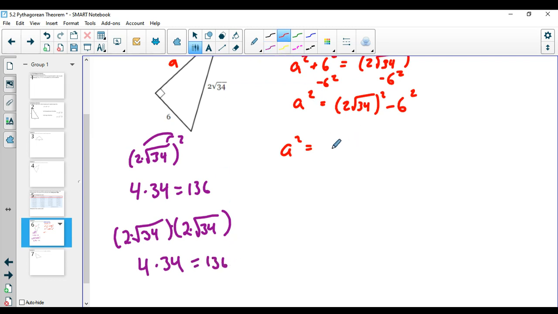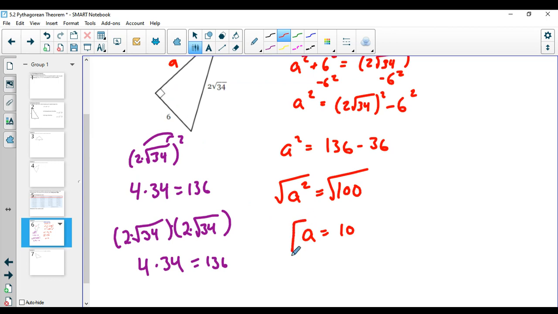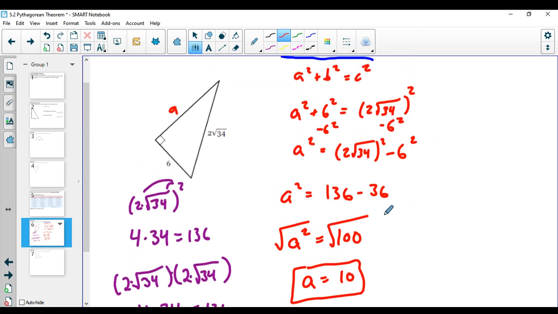136. So here we do 136 minus 6 squared, which is 36. So a squared equals 100. Then we take the square root of both sides to get a equals 10. And again, we don't need plus or minus because we're talking the side length of a triangle. So can't have a negative side length in this case, so we don't worry about the plus or minus. And so we just get a equals 10 for that. That's our missing side.